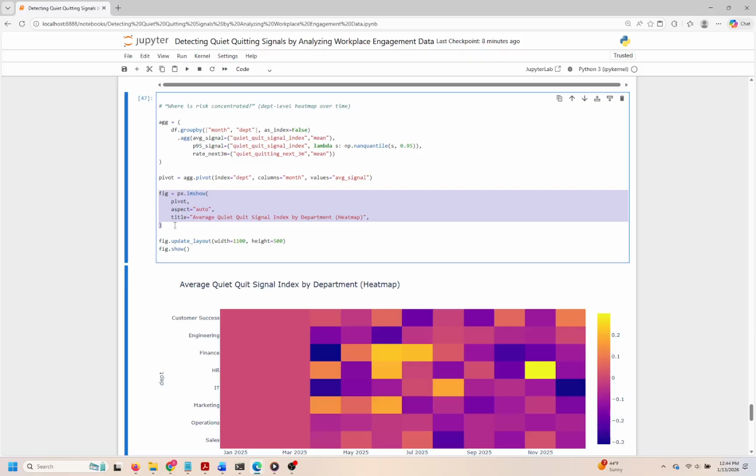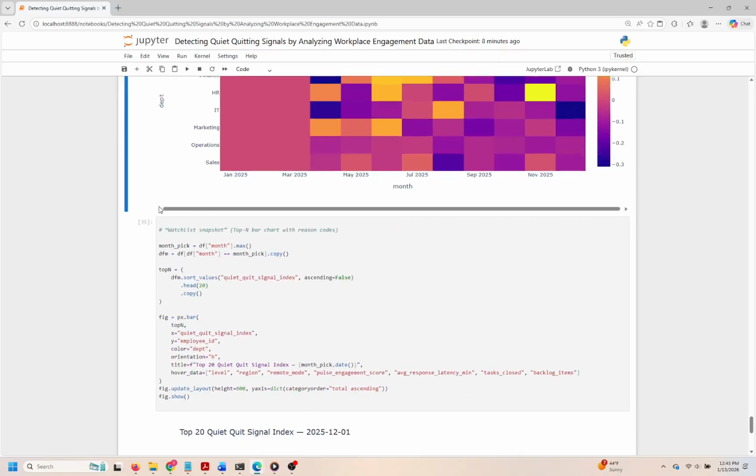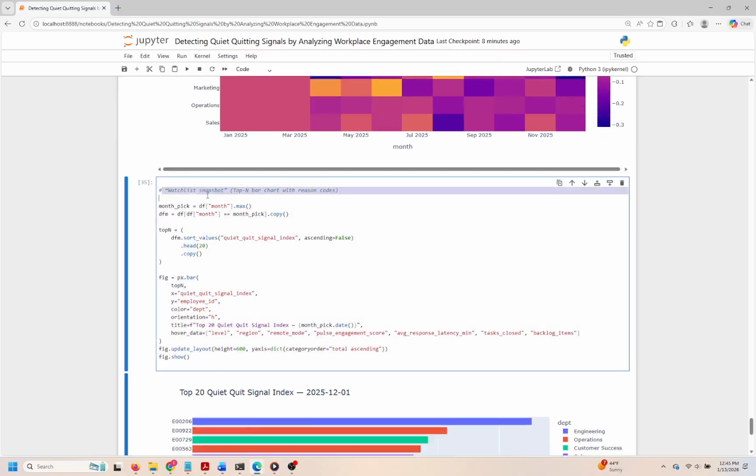It's also vital to consider that while higher signals may indicate disengagement, further exploration is necessary to understand the underlying causes. Looking ahead to the next cell, we can expect a more in-depth analysis of the factors driving these quiet quit signals, perhaps exploring correlations or trends that emerge from this initial heat map. This will help us uncover not just where the risk lies, but also why certain departments may be struggling more than others.